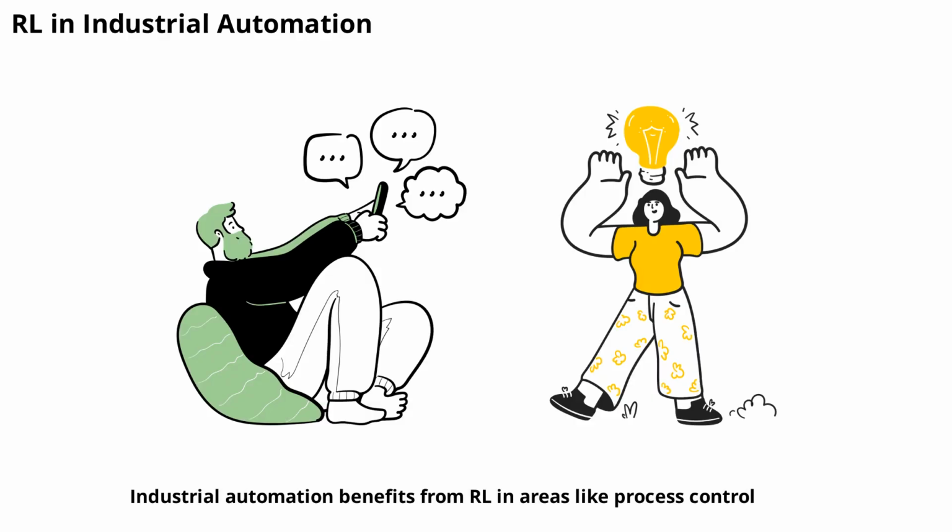Industrial automation benefits from RL in areas like process control, maintenance scheduling, and quality assurance. Agents learn to optimize production lines, reduce downtime, and improve efficiency. RL's ability to adapt to changing conditions makes it valuable for modern manufacturing and industrial systems.